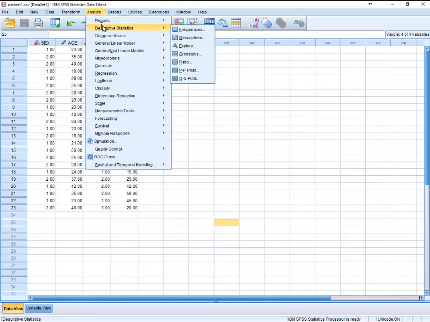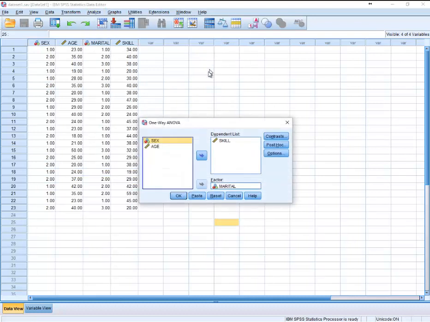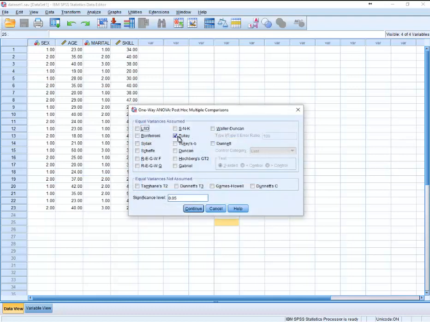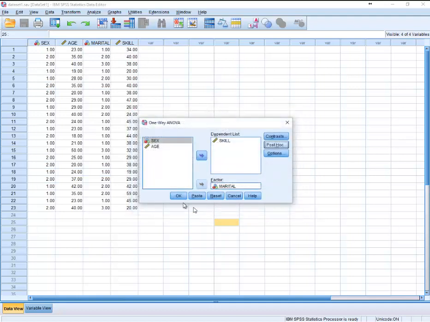So we go to Analyze, Compare Means, One-Way ANOVA. The dependent variable is what we would like to know if it's different, so we move the variable skill there. We want to know if it's different based on the factor, so we move marital status there. Under Options, we select Descriptive Statistics so that it will give us means of each subgroup. And under Post Hoc, we select Tukey so that it will do Tukey's HSD and determine which groups are different from each other if there is an overall significant difference.